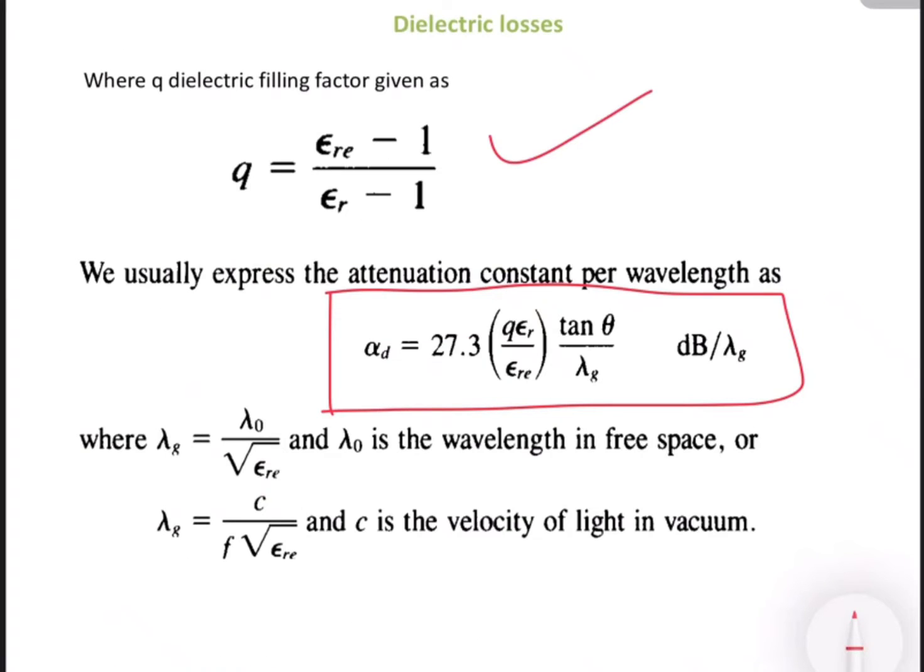So finally, we can express the attenuation constant per wavelength as alpha d is equal to 27.3 into q epsilon r by epsilon re into tan theta by lambda g, where epsilon r is the relative dielectric constant and epsilon re is the effective dielectric constant. Okay. So this is about the dielectric loss.